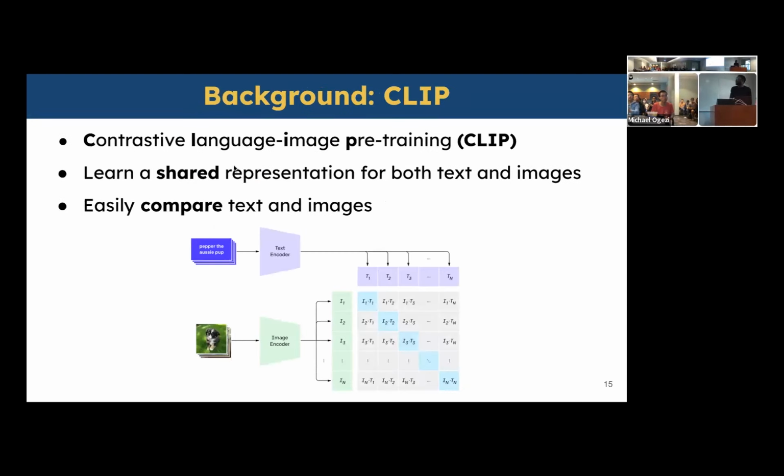So I'm going to give a brief background on some of the tools I've used, or one of the backbone models I've used, which some of us would have heard about. It's called CLIP, Contrastive Language Image Pretraining. And with CLIP, we want to learn a shared representation of both text and images.